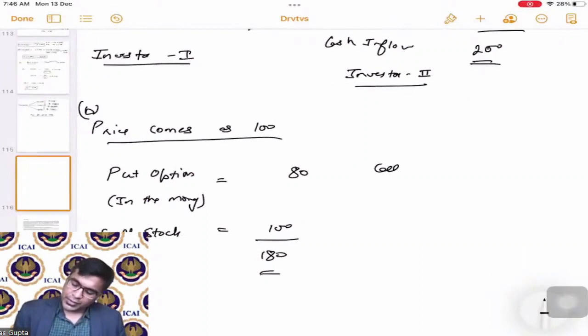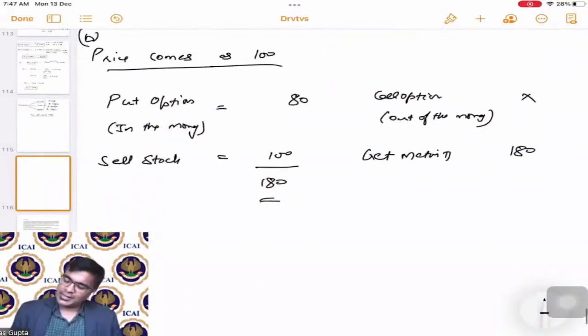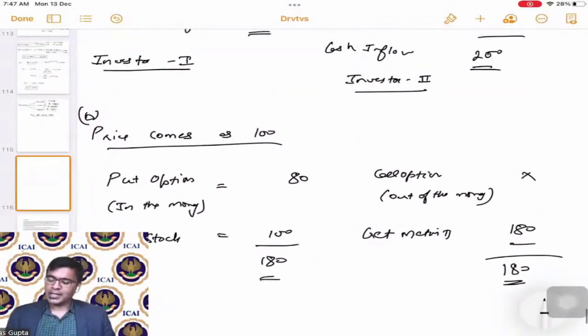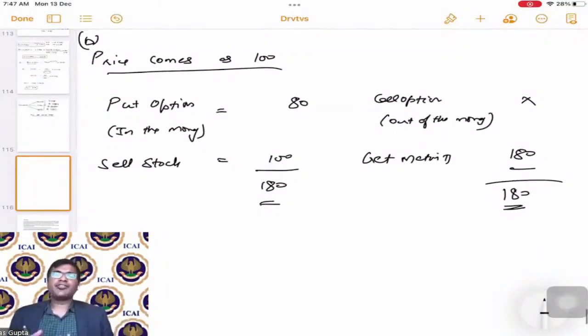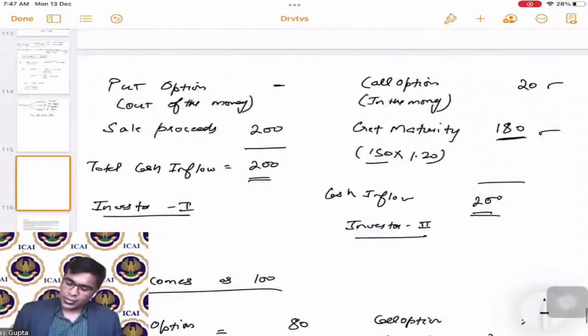And similarly for the call option, the option has expired and it is out of the money now, and he will realize the maturity value of the investment, which is equal to 180 rupees. Correct? This will not change. Maturity will be the same only. So hence here also it is 180. So whichever way you do, whatever price comes out to be for both the investors, the future cash flow is the same. Correct? This is also 180, this is also 180, this is also 200, this is also 200.